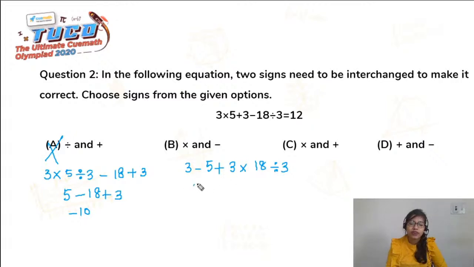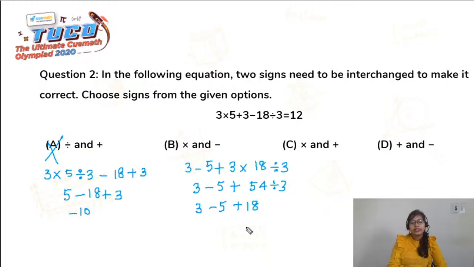So this is going to give us 3 minus 5 plus 54 divided by 3. Okay, and we know that 54 divided by 3 is going to give us an 18 again. So 3 minus 5 plus 18. So this is going to be how much? This is again not going to give you a 12. So this is again incorrect. Okay, you all can check. This is a minus 2 plus 18, which is going to be 16. Okay, so this is going to be a 16 and it's again not giving us a 12.